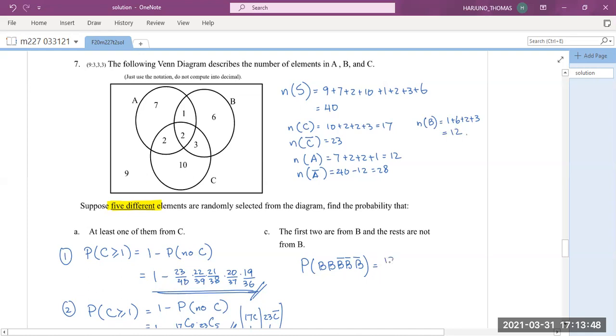The first one is B, 12 over 40. What is the probability the next one is also B? That's 11 over 39. What is the probability the next one is not B? There are 28 not B's out of only 38 items left. And then 27 over 37, 26 over 36. And that's it.